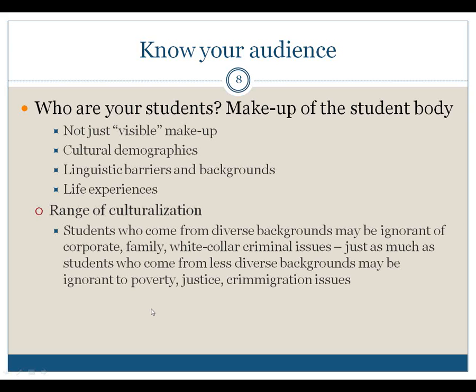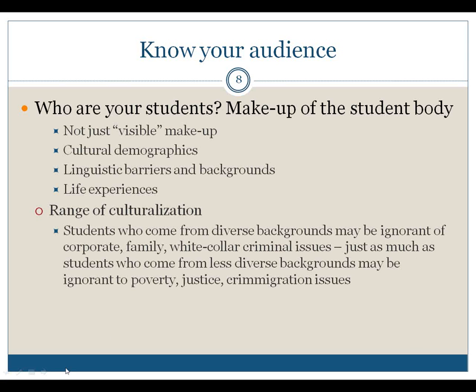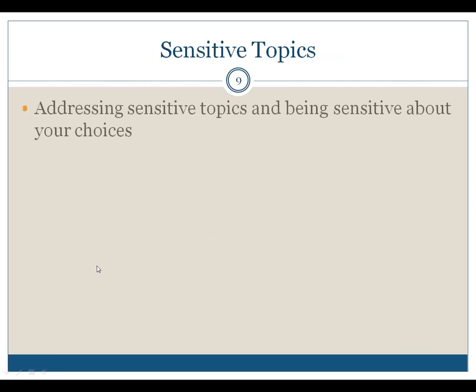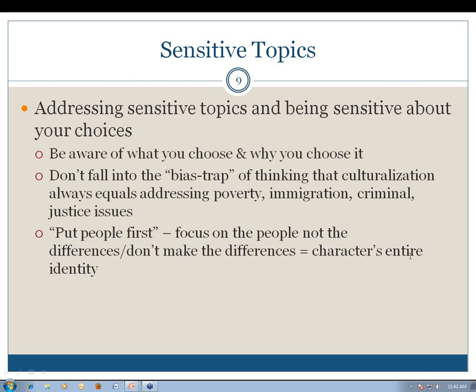But I think being sensitive to who your class is will lead you to being sensitive about the choices you make in selecting materials for the course. One thing that I think is key to recall in this regard is avoiding what we might call the bias trap. Thinking that discussions of diversity and multiculturalism always have to equate to addressing issues like criminal law or immigration or poverty or discrimination.